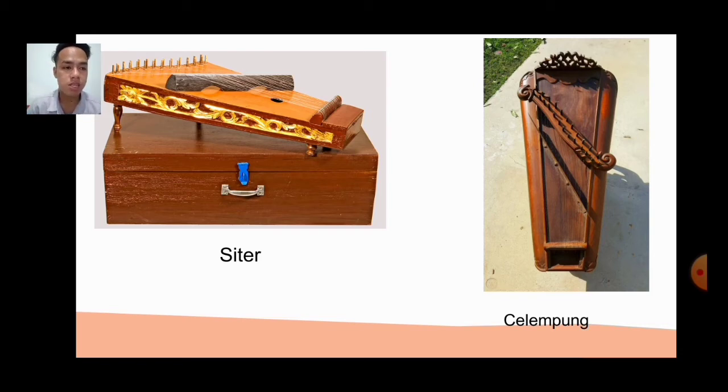Okay, remember the strings of these two. For zither, we have 10 to 26 strings. And for the selempong, we have 20 to 26 metal strings.